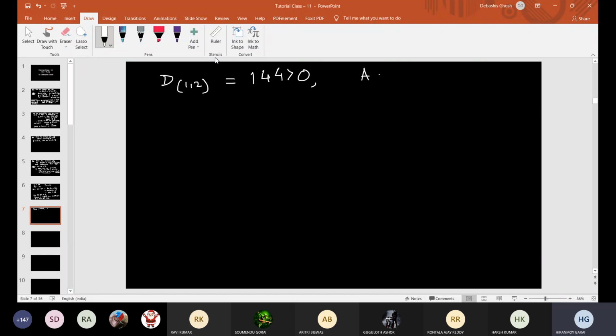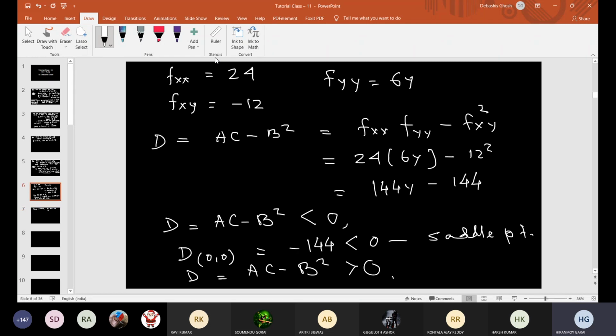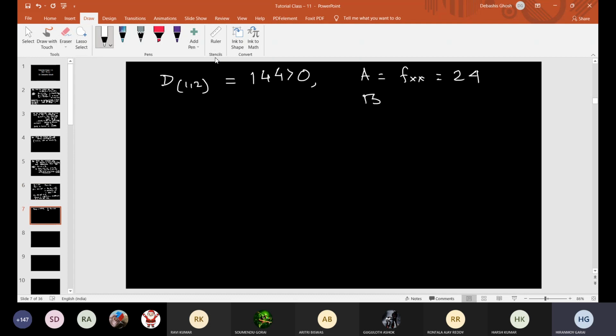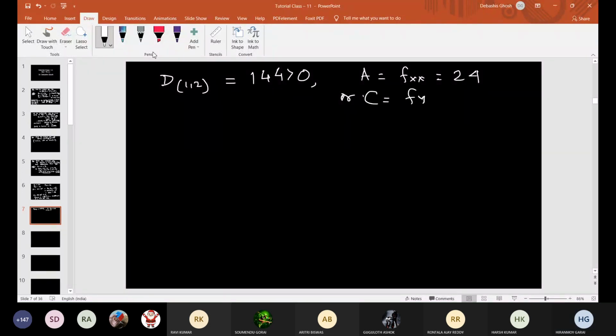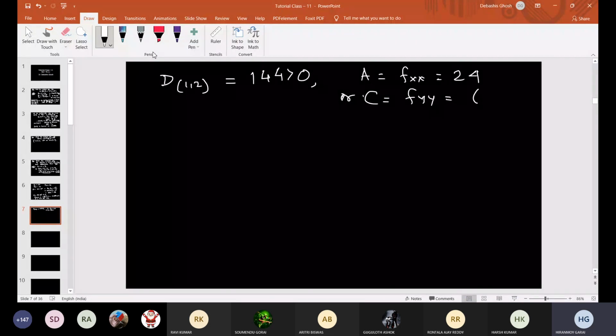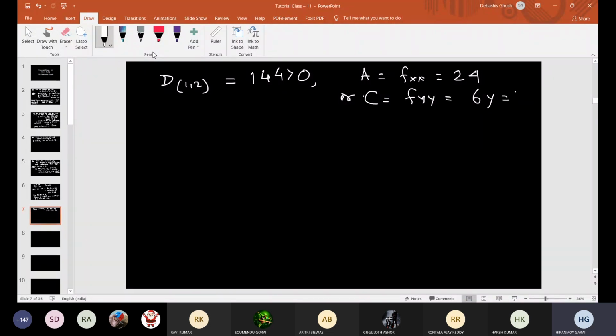Now what is A? A is fxx, which comes to 24. And B equals, I think B or C. C is fyy, which is 6y, and in this case y is 2, so that comes to 12. So both of them are positive. Therefore the point 1 2 is a minimum point.